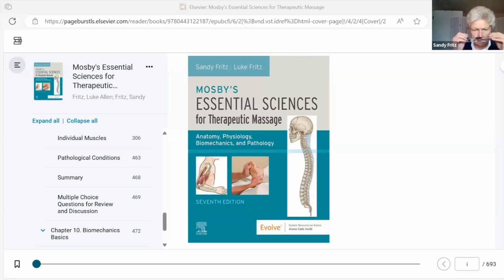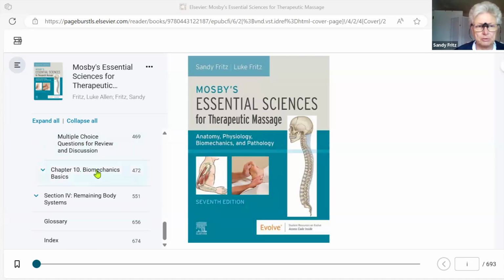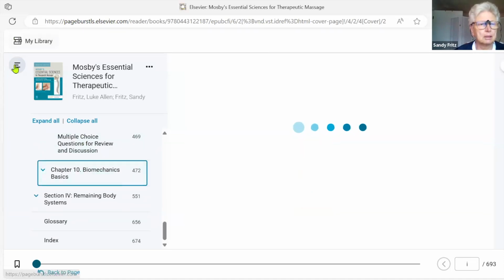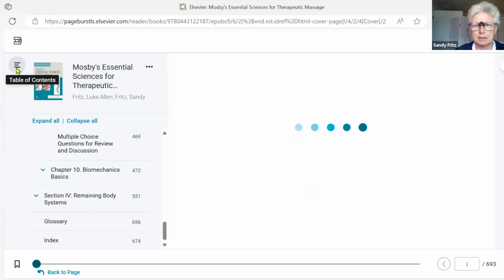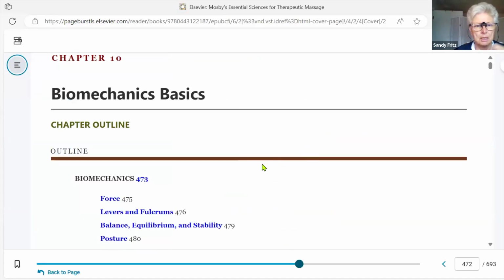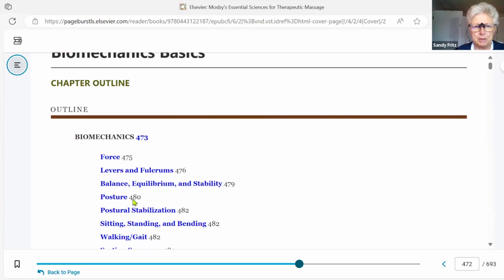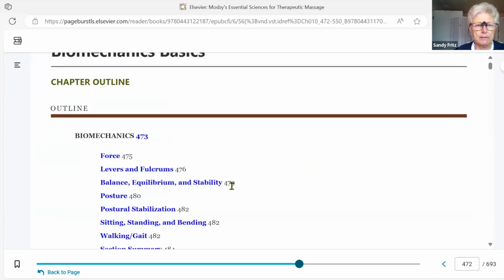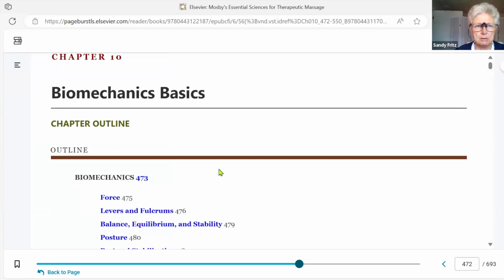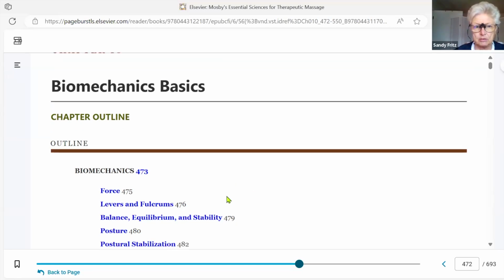So let's go. As usual, here is our textbook. And we are in chapter 10. And I will close the table of contents here. A lot of this is going to feel familiar because we have been talking about it already. And then this chapter also gives you a lot of information related to various assessment procedures related to massage.